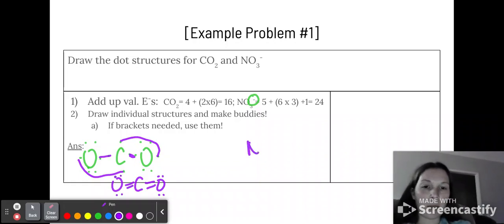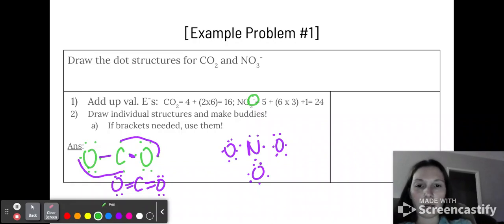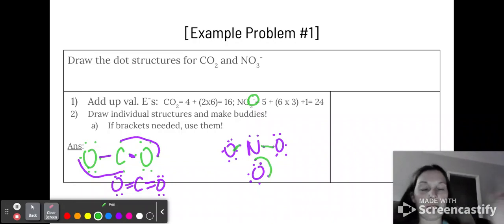Okay. The same thing for nitrogen. So we've got 1, 2, 3, 4, 5. 1, 2, 3, 4, 5, 6. So we're going to make buddies. I'm going to partner those up, partner those up, partner these up. And now this one is a little finicky because of just the way it's laid out.